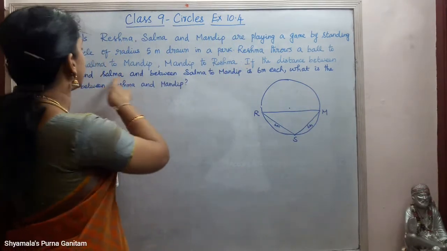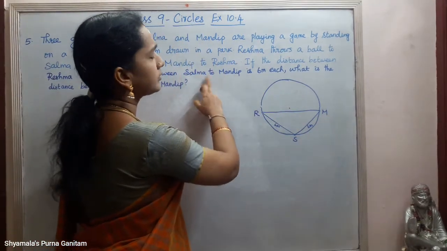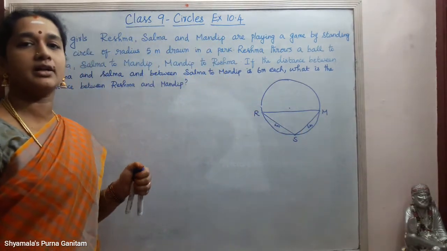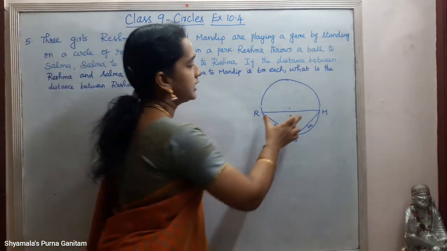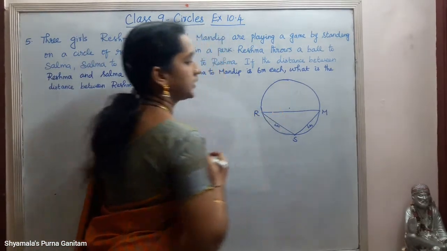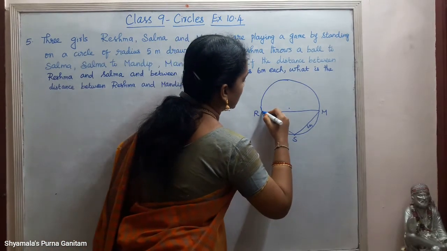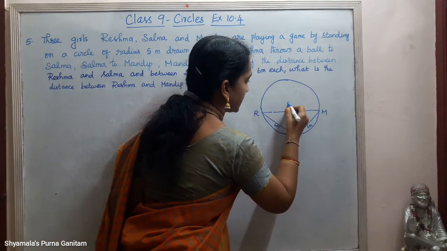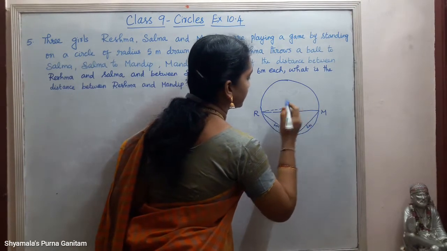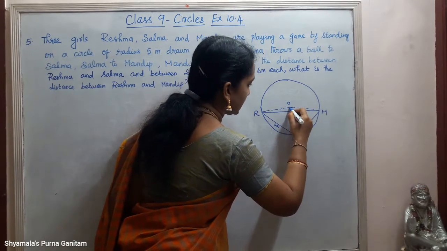And if the distance between Reshma and Salma and between Salma and Mandeep is 6 meter, what is the distance between Reshma and Mandeep? So this is the thing we are asked to find out. For this, we will join a few things. We will keep this center point as O. Then we will join OR, then OM, then OS.